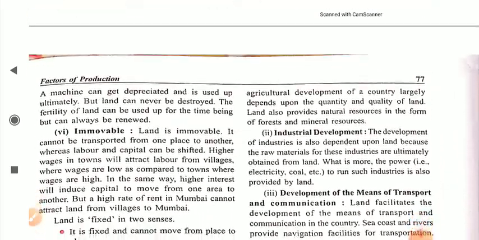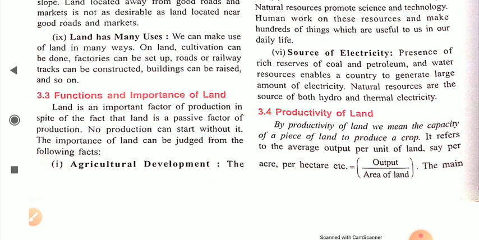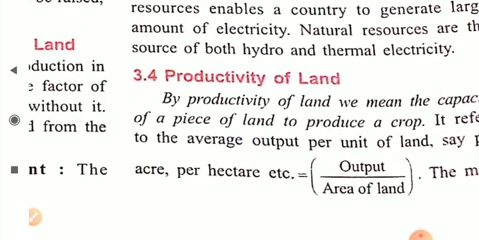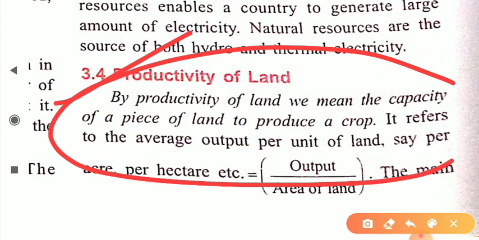Dear students, now our next point is the productivity of land. By productivity of land we mean the capacity of a piece of land to produce a crop. So note down this particular point: what do you mean by productivity of land? You can simply say that it means the capacity of a piece of land to produce a crop. How much crop a piece of land can produce is simply known as productivity.